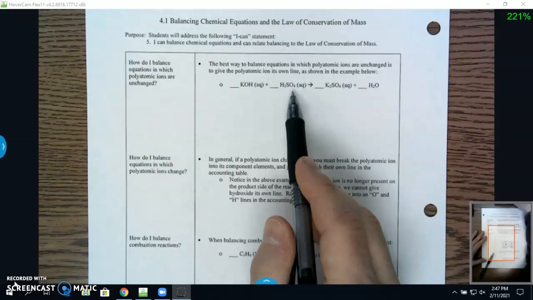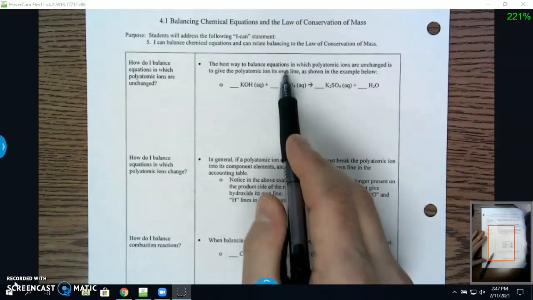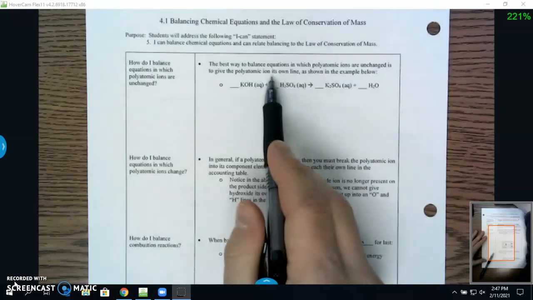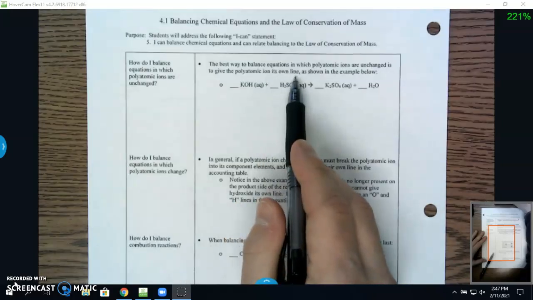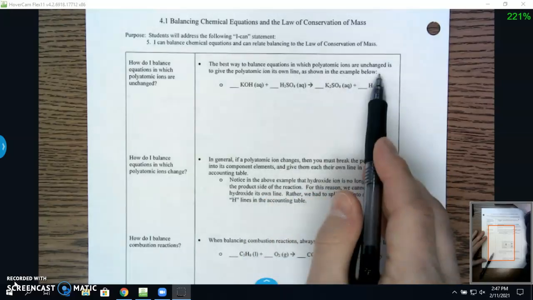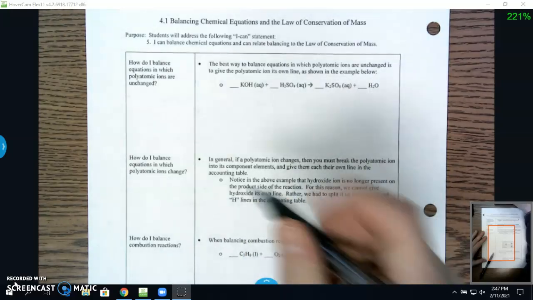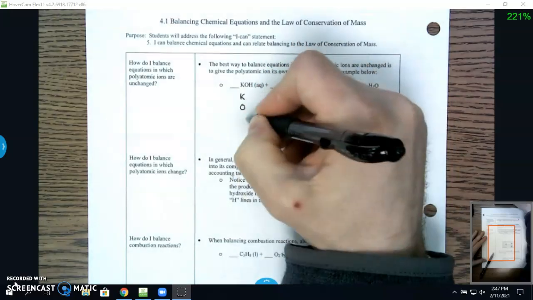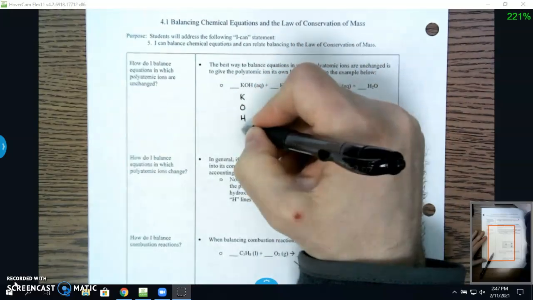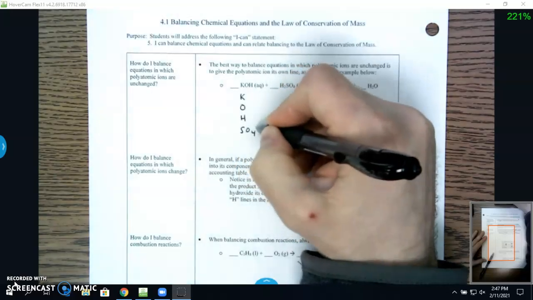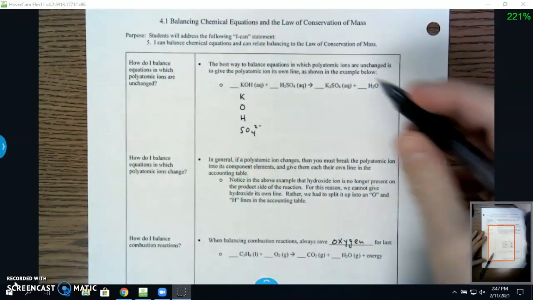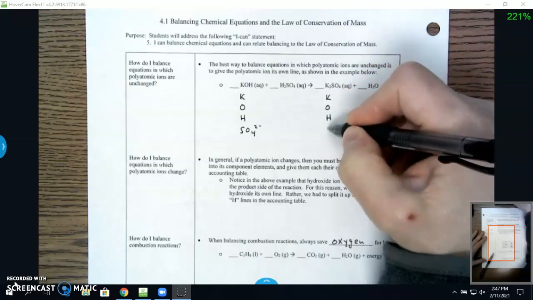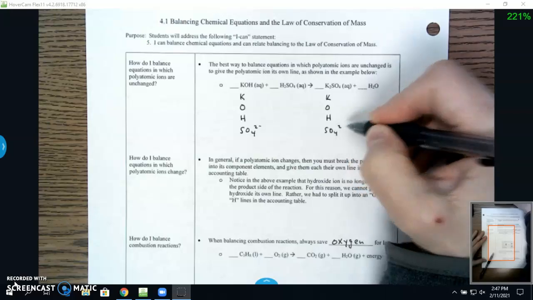Here's the best way to approach this. The best way to balance a chemical equation in which polyatomic ions are unchanged is to give the polyatomic ion its own line in the accounting table, and we're going to create that in this example below. So here's what I'm going to do. I'm going to have a potassium line, oxygen line, hydrogen line, and a sulfate line. Remember, sulfate has a -2 charge. So K, O, H, and a sulfate line.